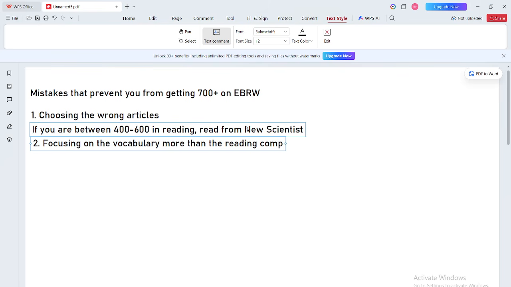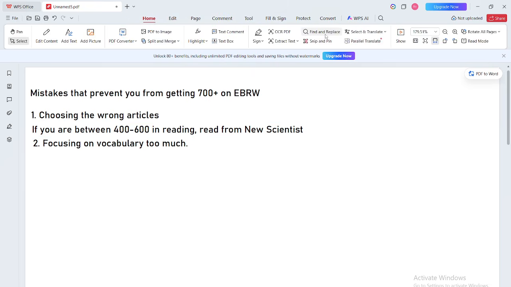Focusing on vocabulary too much. Most of us have heard the phrase that most students say, that we need a lot of vocabulary, a lot of words, to succeed on the reading section, right? But it's actually kind of wrong, all right? First of all, you don't need to know all the words in the English language, right?